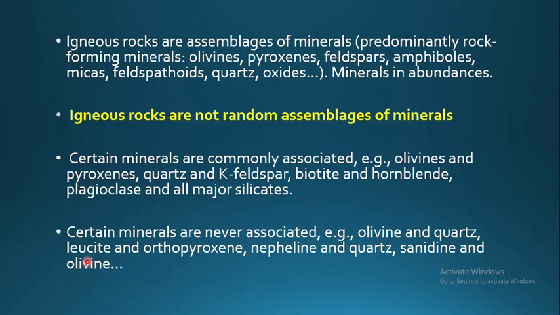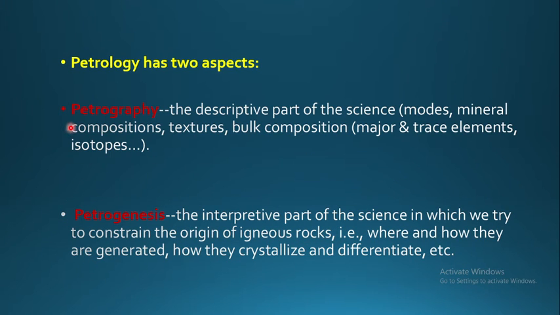Okay. Then we can say that igneous petrology, or any kind of petrology, has two aspects. Petrology has two aspects: one is petrography and the other is petrogenesis. So now we are going to see what petrography is and what petrogenesis is.